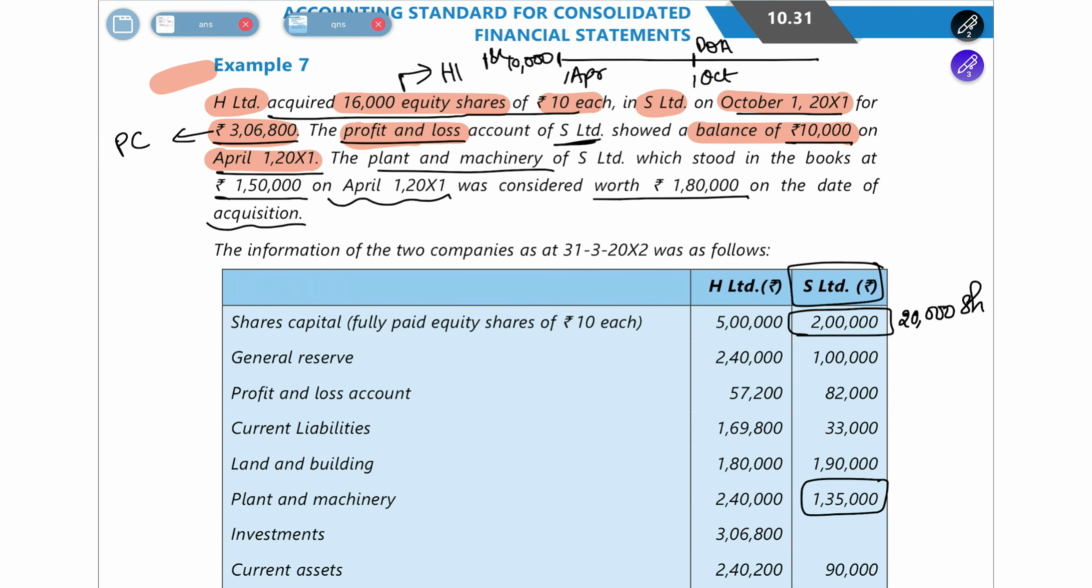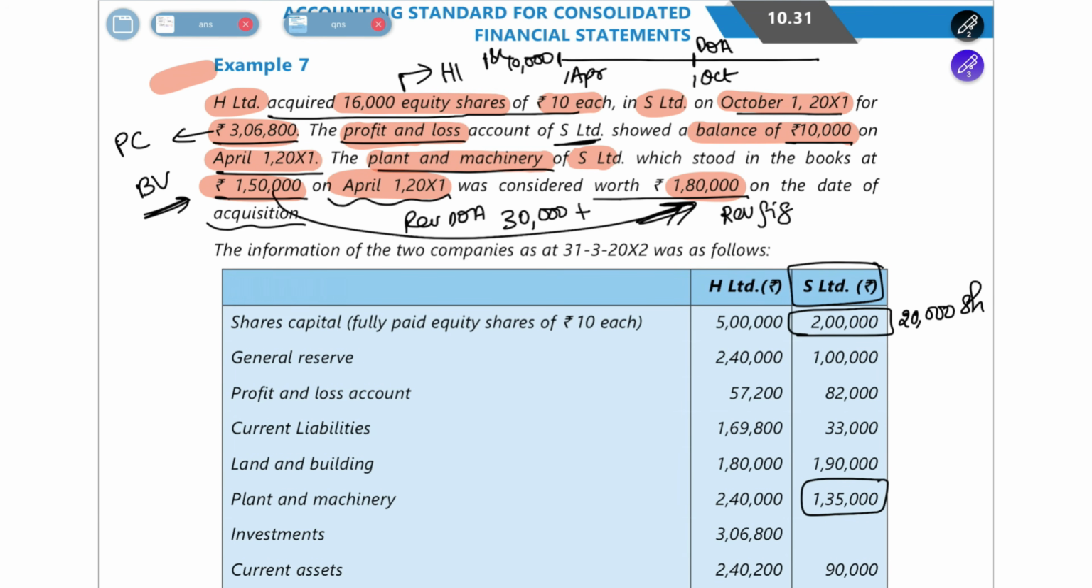Fine. Next, they are saying that there is a plant and machinery in the subsidiary company which stood at the books of 1,50,000 on 1st April and was considered worth 1,80,000 on date of acquisition. So 1,50,000 was its book value, but as on date of acquisition it became 1,80,000, means a revaluation happened on the date of acquisition, and due to that revaluation there is a revaluation gain of 30,000. So 1,50,000 was the book value, 1,80,000 is the worth right now, which means it is a revalued figure. So 30,000 is your revaluation gain as on date of acquisition.